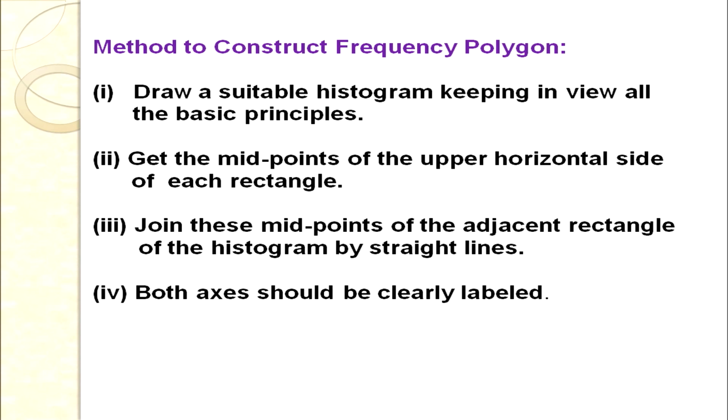Once we have drawn the histogram, the second step is to get the midpoints of the upper horizontal side of each rectangle. Now we have midpoints. Once we have identified the midpoints, join these midpoints of the adjacent rectangles of the histogram by straight lines. With the help of a scale, we can join these points. Once we have drawn it, we have to see that both the axes are clearly labeled.